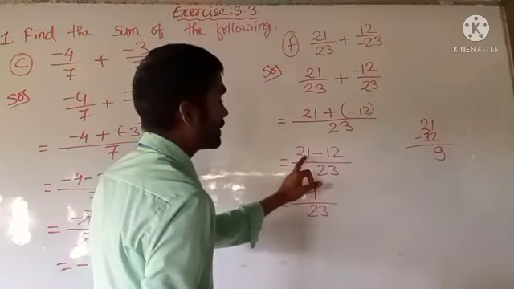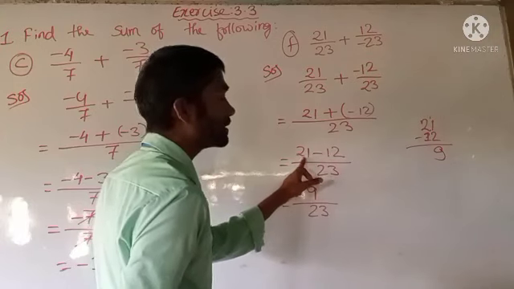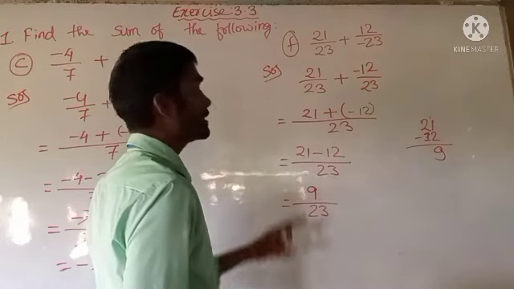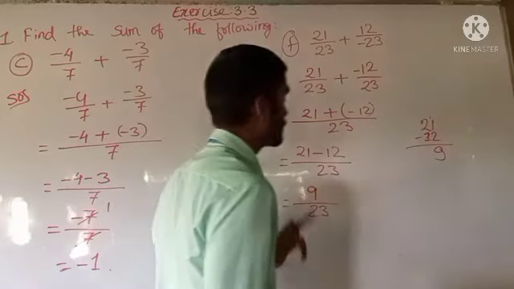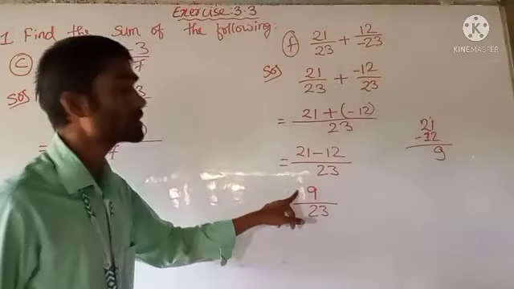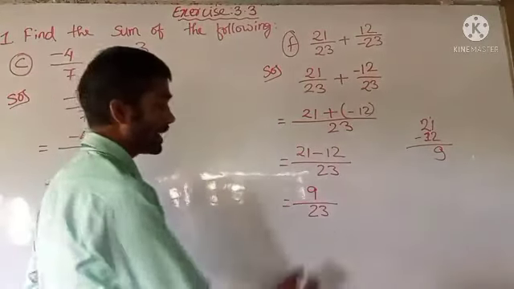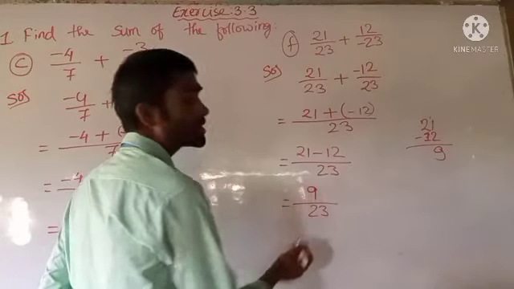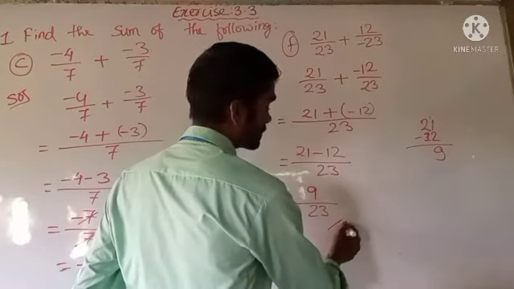Now here the sign of greater integer we are going to write. Sign of greater integer is 21. The sign is positive, that is plus. So here plus. No need to write that plus, we can leave it. So 9 by 23 is our final answer.